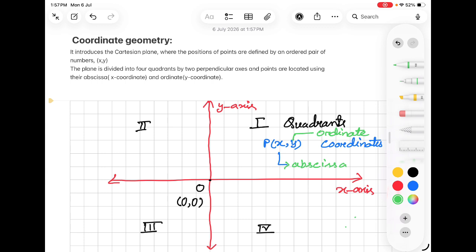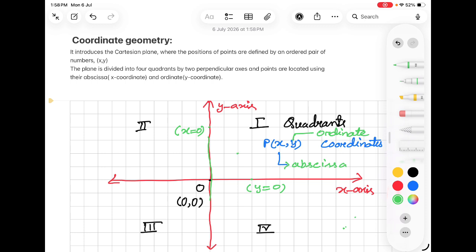Now any point which lies on the x-axis, its y coordinate is always 0. Similarly, any point which lies on the y-axis, its x coordinate is always 0. What is the x coordinate? The distance of a point from the y-axis. This is the y-axis.